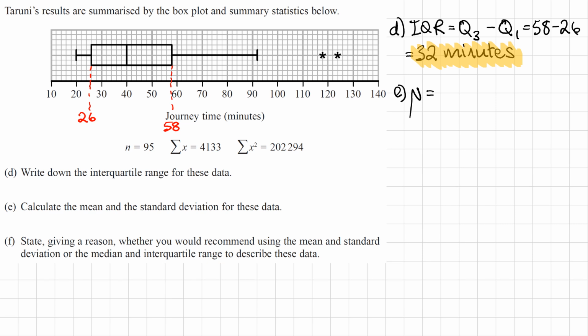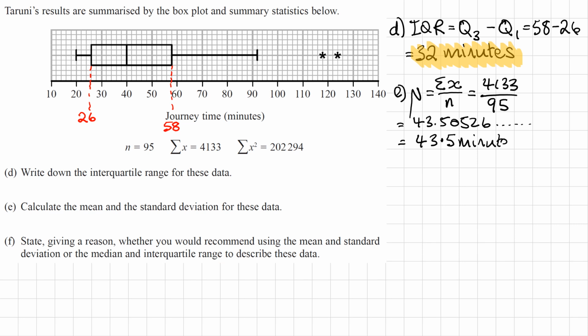So it's the population, and this is going to be the sum of x over n, and the sum of x is 4,133 over n, which is 95. Now that comes up as 43.50526. We'll give an answer to 3 significant figures because we're not asked for any other type of rounding.